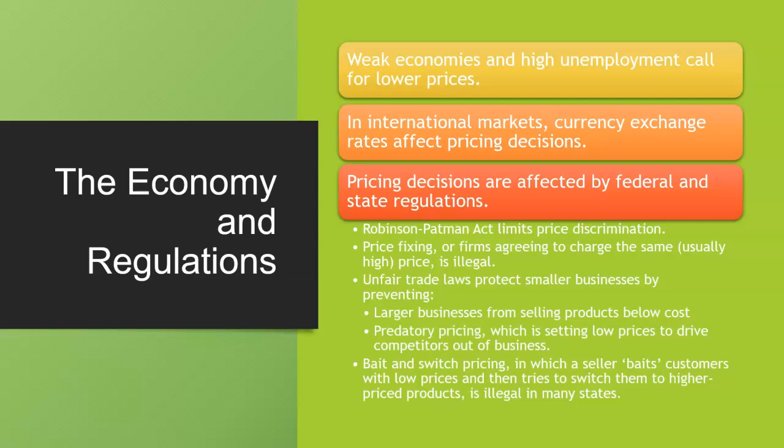Robinson-Patman Act limits price discrimination. Price fixing, or firms agreeing to charge the same, usually high price, is illegal. Unfair trade laws protect smaller businesses by preventing larger businesses from selling products below cost. Predatory pricing is setting low prices to drive competitors out of business. Bait and switch pricing, in which a seller baits customers with low prices and then tries to switch them to higher priced products, is illegal in many states.